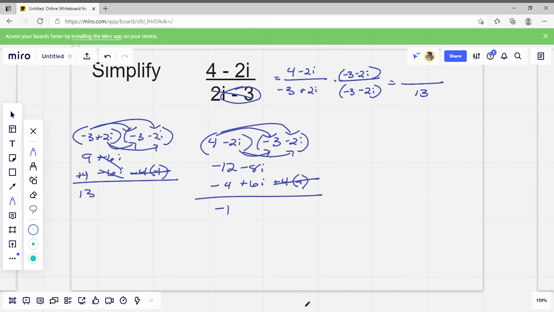That would be negative 16 plus, oh, no, this is going to be a minus 2i. Okay, so that would be negative 16 minus 2i. We can't reduce any of that, so we're just going to break it down and do negative 16 over 13 minus 2i over 13. And that's how you'd write that answer.